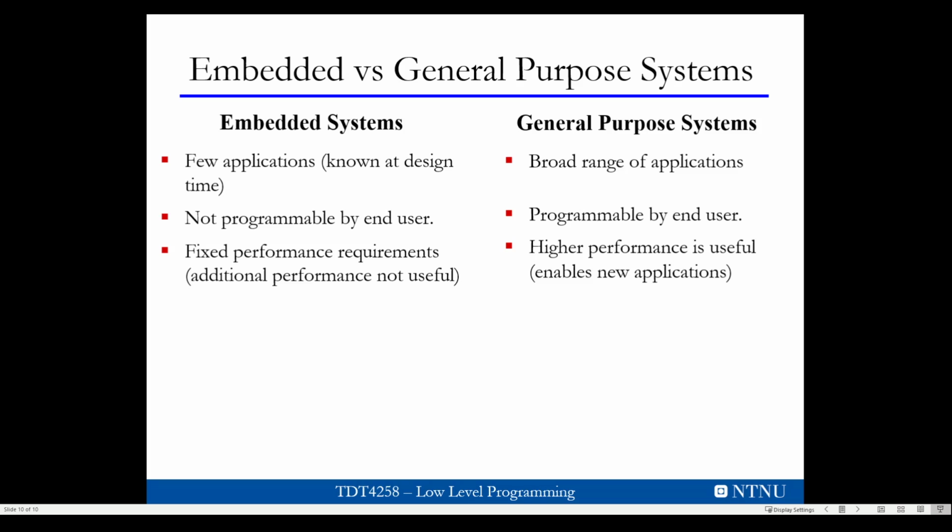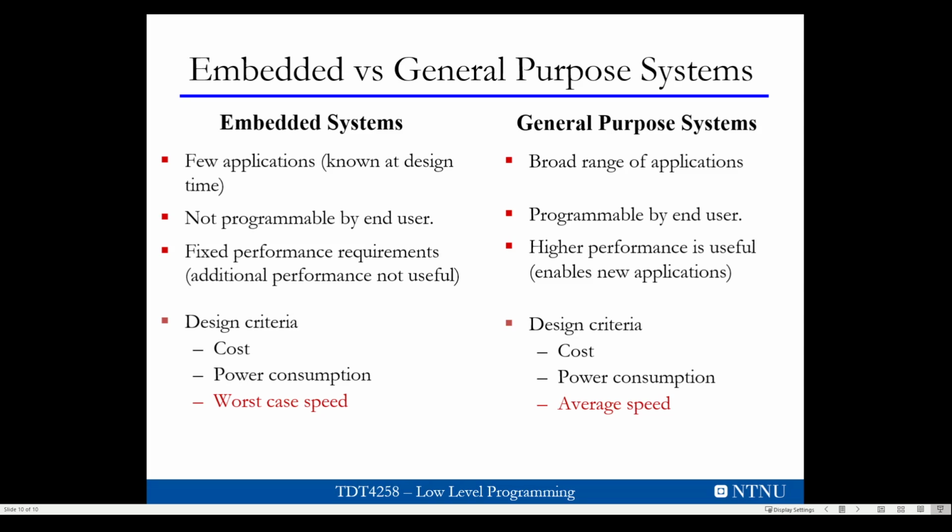From the performance perspective, embedded systems generally have fixed performance requirements. As long as you are meeting the deadlines, you are good. If you give it more performance, it's generally not useful. But in general purpose systems, the higher the performance, you can probably enable more applications. The applications that were just too slow to run earlier, with more performance, might be very much practical. So higher performance is always welcome in general purpose systems.